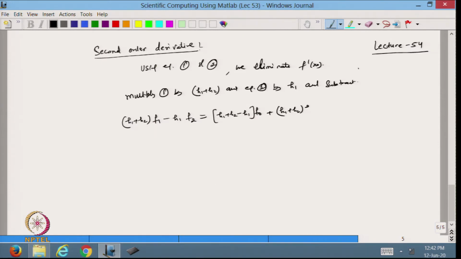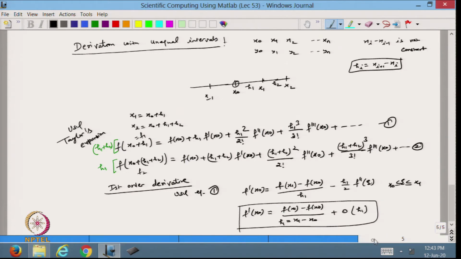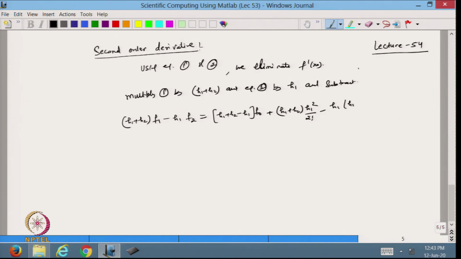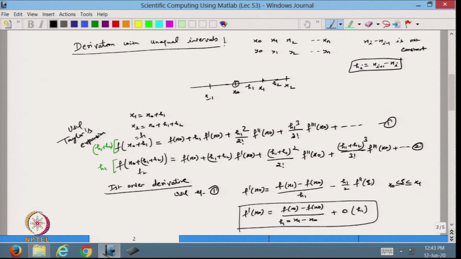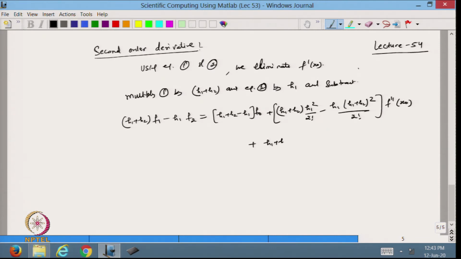The next expression I will get is h1 plus h2 into h1 square by 2 factorial minus h1 plus h2 square by 2 factorial, and this multiplies the second derivative at x naught. Now the next one will be plus h1 plus h2 into h1 cube by 3 factorial minus h1 plus h2 cube by 3 factorial. This is my third derivative, and so on. Now from here this will cancel out.